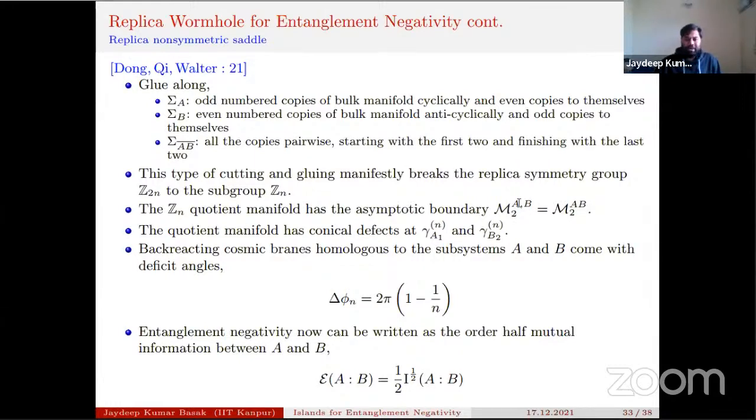Now, the quotient manifold has a conical defect at gamma A1 and gamma B2, and we have the backreacting cosmic branes, which are homologous to the subsystems A and B with this specific deficit angle. Then we can go ahead with the calculation, and we get the negativity as half of the mutual information of order half.